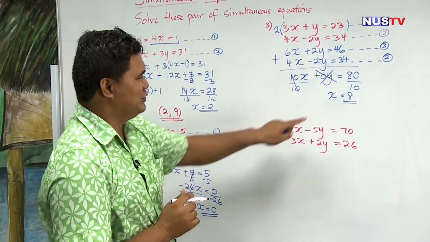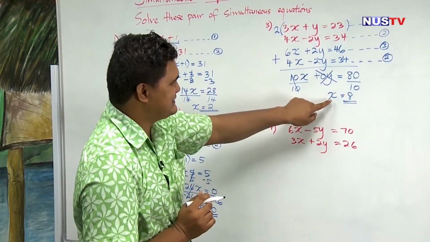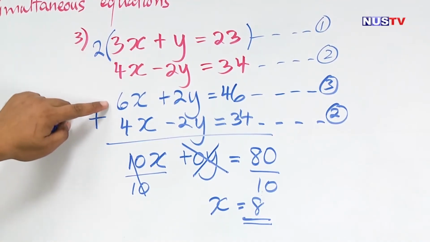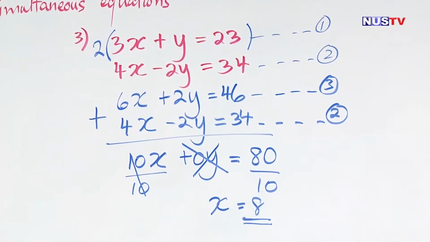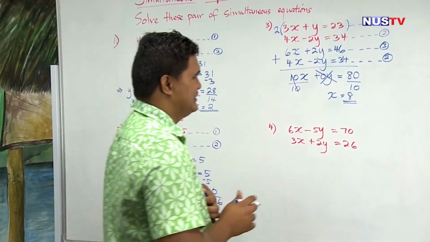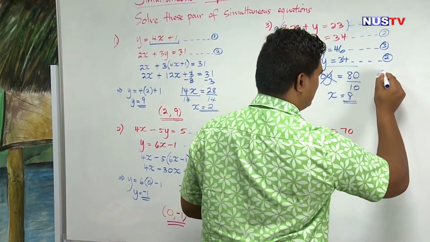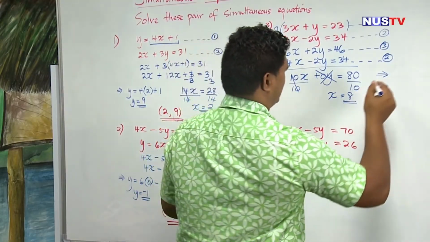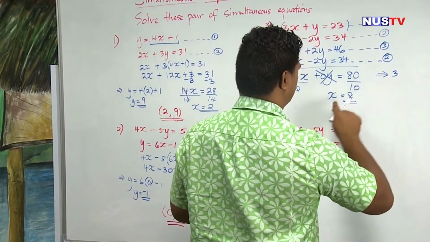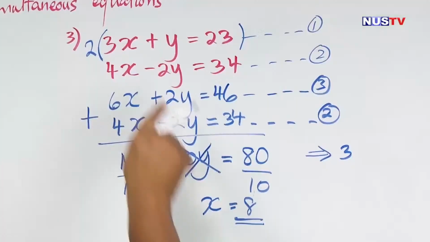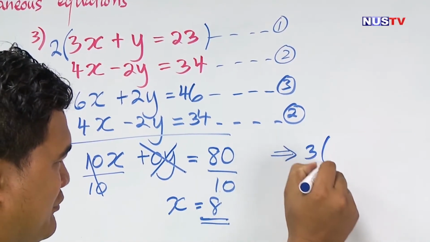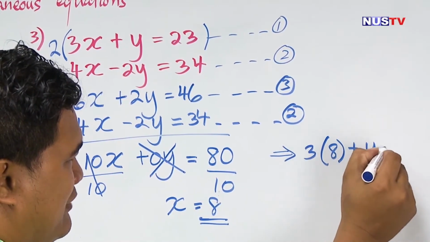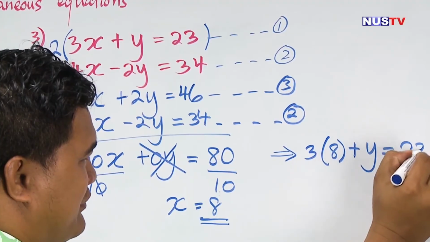Now we have our value of x. Let's bring that value of x and substitute it into any of those equations to obtain our value of y. Let's say we are going to use equation number 1. So 3x, instead of that x, we are going to replace it with 8. So 3 times 8 plus y, and that will be equal to 23.